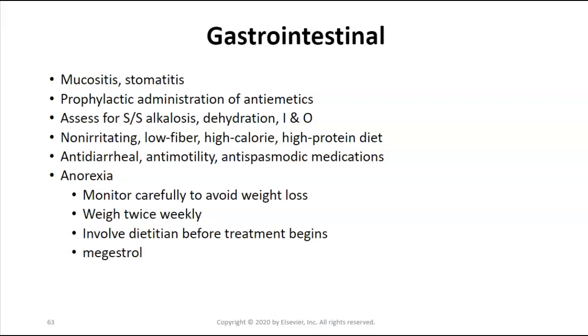And anorexia, of course: monitor their weight frequently and monitor carefully. They might need supplementation. There are medications we can give them. Megace, so megestrol, is one of them listed here. We have some of the cannabinoid derivatives, so THC and the like.